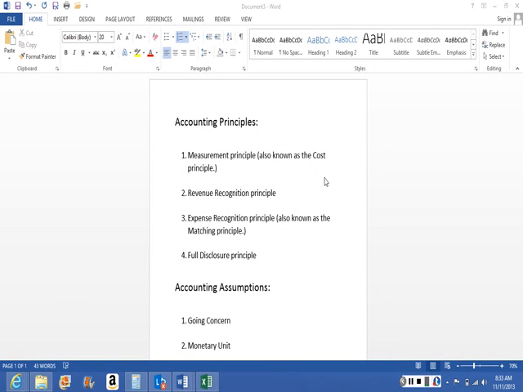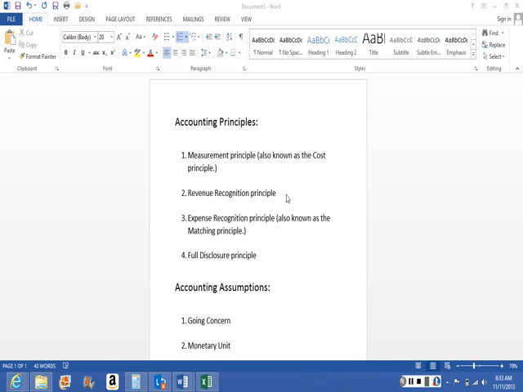The second major principle is the revenue recognition principle. This principle dictates that we recognize revenue when it is earned. What does that mean? Earning revenue means that you have done everything you need to do to complete the work you are paid for. For example, I am asked to mow someone's lawn. If someone pays me before I do any work, I have not earned their money.